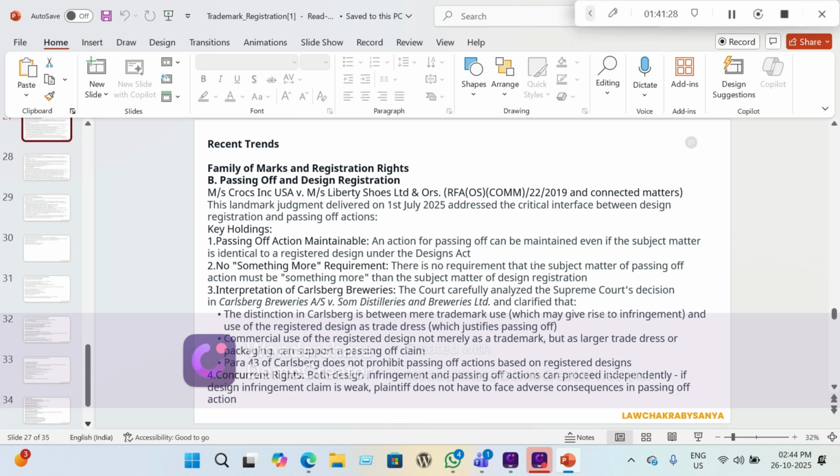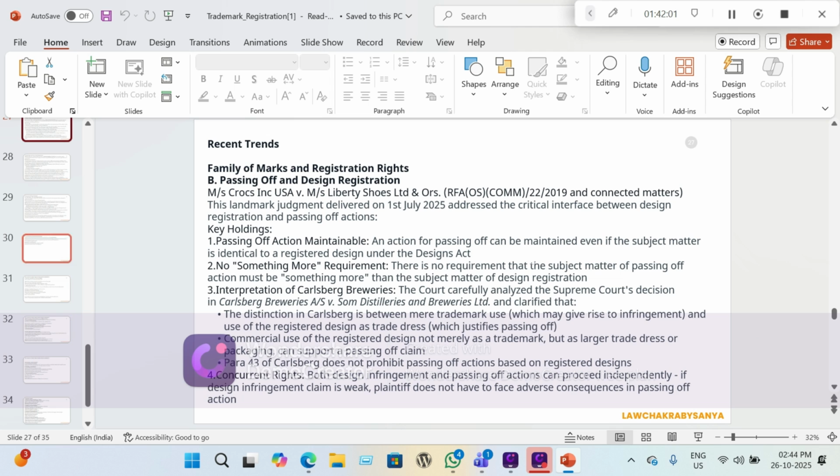So here, if the concurrent use under Section 12 is not qualified, and there's no agreement that can be reached, then there are two different legal remedies that have been taken against the same person: design infringement and passing off. Just because design infringement is proved, it doesn't mean passing off will be proved. Just because passing off is proved, it doesn't mean design infringement is proved. So every action has to be taken independently and cannot be used one for the other.